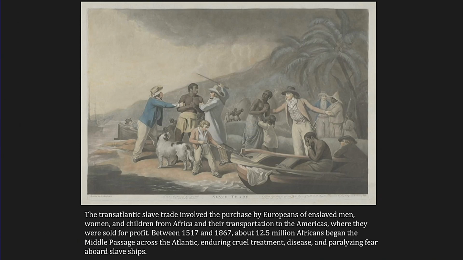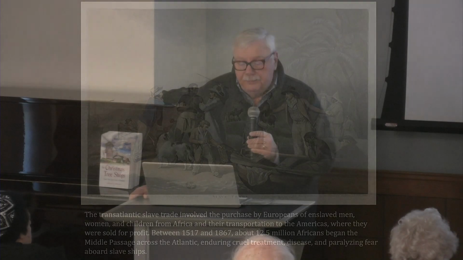But the whole concept was the transatlantic slave trade involved the purchase by Europeans of enslaved men, women, and children from Africa and their transportation to the Americas where they were sold for profit. And between 1517 and 1867, about 12.5 million Africans began the Middle Passage across the Atlantic, enduring cruel treatment, disease, and paralyzing fear aboard slave ships.